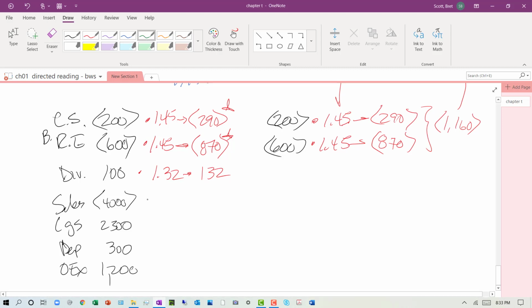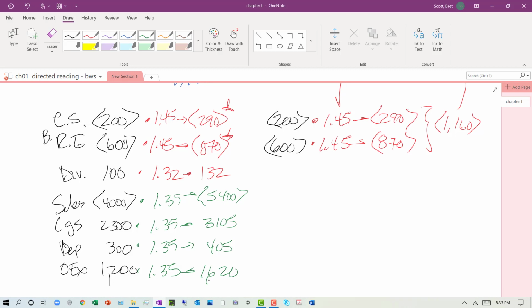If we're using translation, let's just use an average rate. And the average rate, let's just say, is 1.35. We multiply those things across. What do we get? US dollars 5,400, 3,105, 405, 1,620. Now, that could potentially explain the difference of 10, but it doesn't in this case.